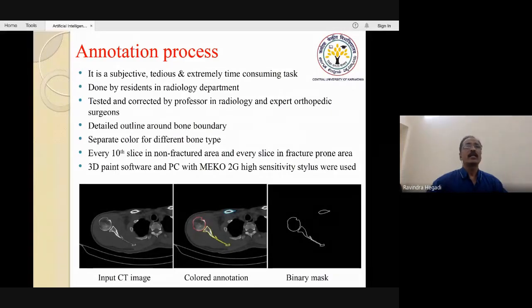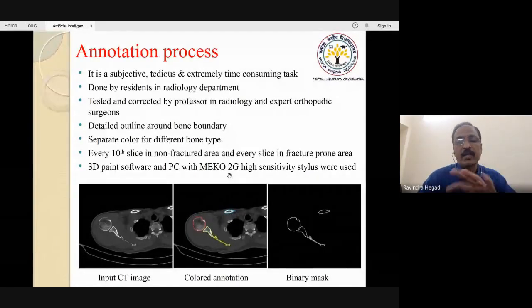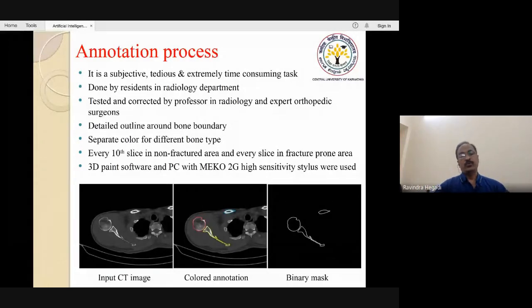Then the detailed outline, you can see here, different coloring we have used for different bones. Red color for one bone, yellow color for another bone, then blue color for another bone. This way we have colored different parts with different coloring annotation.